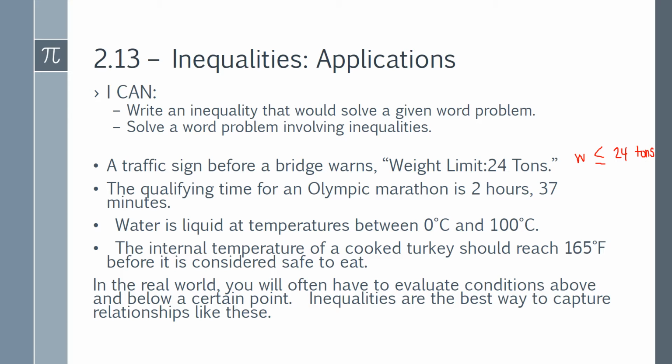Let's see, next one, the qualifying time for an Olympic marathon is 2 hours, 37 minutes. What that means is, in order to run in the Olympics, you actually have to run the marathon in less than that time. Anything less than that time. So if I say time, the time you run your marathon in, and I'm going to put over here 2 hours, 37 minutes, my time better be less than or equal to that amount of time. So my time has got to be less than or equal to 2 hours and 37 minutes.